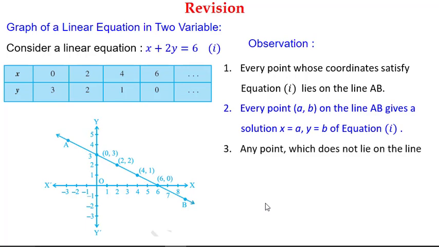Any point which does not lie on this line AB is not a solution of the equation. So all the points which are on this line AB are solutions. All the points which are not on this line are not solutions. And if any pair is a solution, then that pair will definitely lie on this particular line.